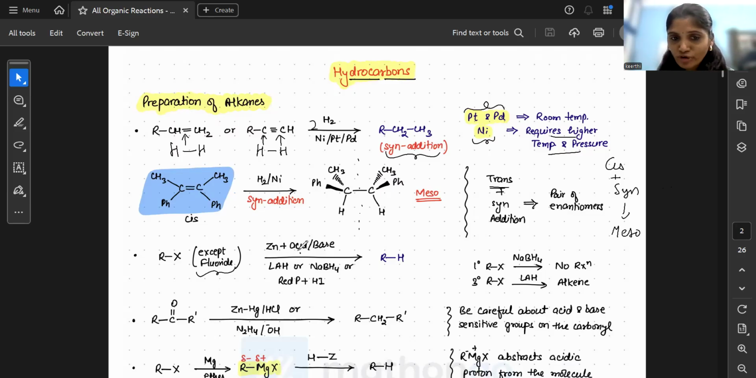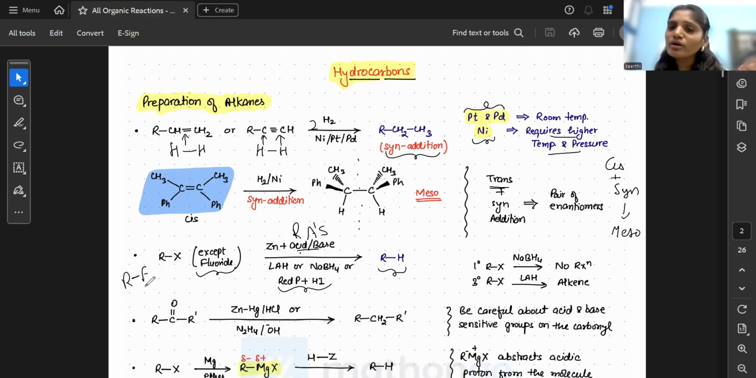Zinc in the presence of acid or base, I can use it as a reducing agent. So all of these are your reducing agents. I can use zinc plus acid or base, zinc plus HCl or zinc plus NaOH. You can also use lithium aluminum hydride. You can also use sodium borohydride, or very important, red phosphorus plus HI. Any reducing agent out of this, if you use, can convert your alkyl halide into the respective alkane. This is not applicable only for fluoride. If you want the reason, you can check this bond is very strong.